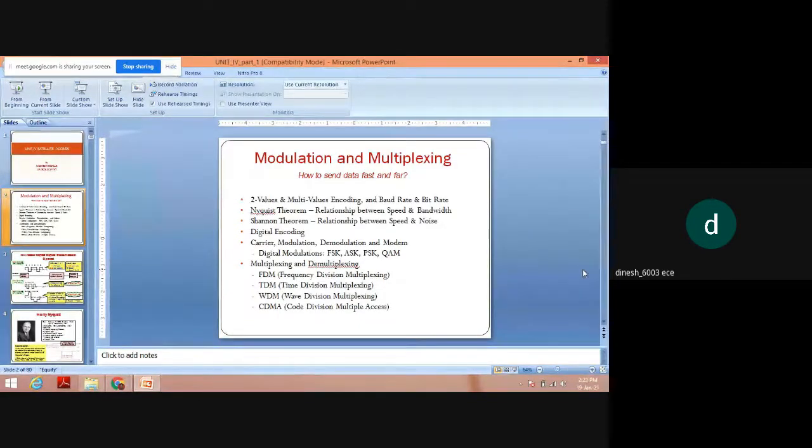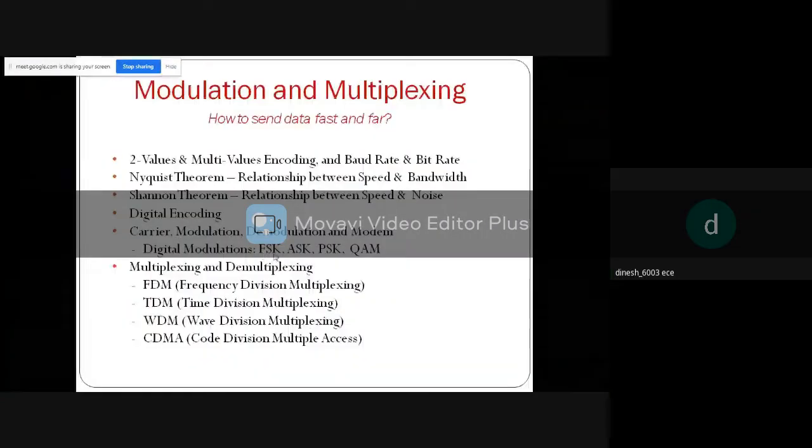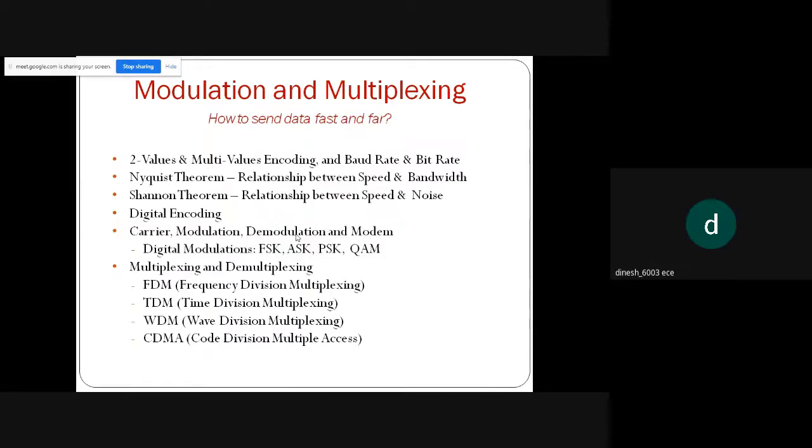So in this session, we'll be seeing the first part of your unit for satellite access. The first topic in that is modulation. I think most of you are familiar with the term modulation.